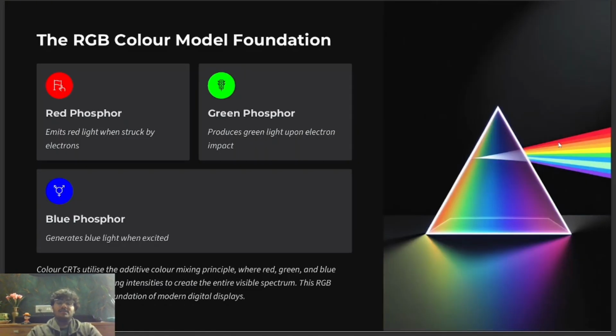The color CRT system is built entirely on the RGB color model: red, green, and blue. These are the primary additive colors. When these three phosphors on the screen glow with different intensities, they create every color we see. This RGB principle is still used today in modern displays like LED, LCD, and OLED.